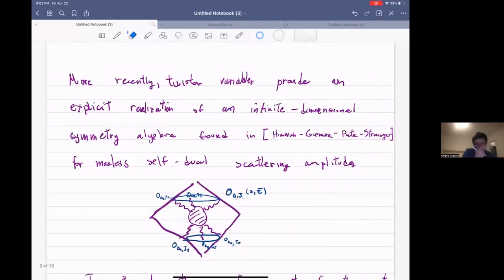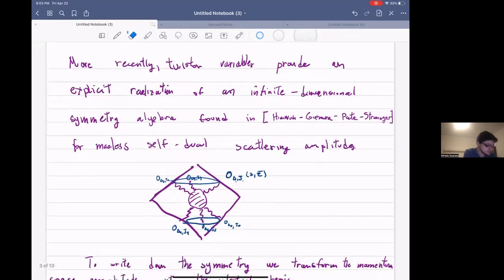One thing that's very nice about Twistor variables is that they provide an explicit realization of a certain infinite dimensional algebra, which was found originally in this paper and then reformulated as what is known as the W infinity algebra that applies for massless self-dual fields, and in particular for tree-level scattering amplitudes.